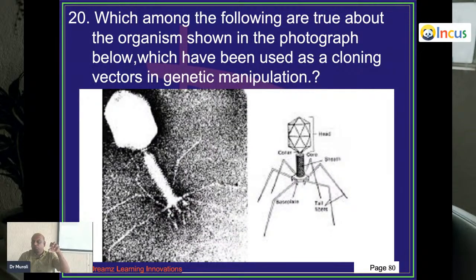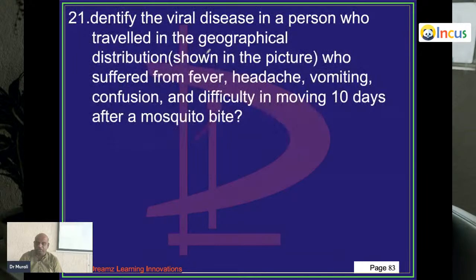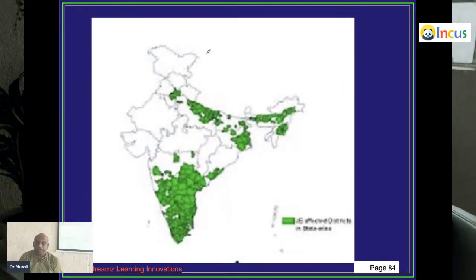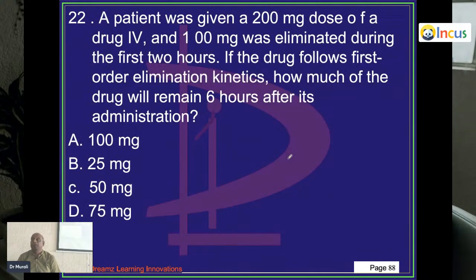Now, what is this organism that is being shown to you? It is a bacteriophage, which is fundamentally a virus, and it causes transduction, and it leads to the lysis of the bacteria. They're all true statements. So what is this distribution of the epidemic, basically? It is Japanese encephalitis. It is most prevalent in Southeast Asia, is what you need to remember.